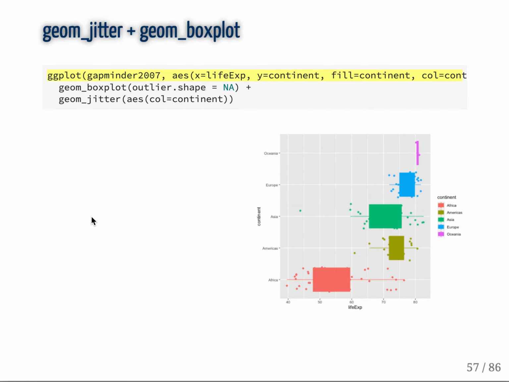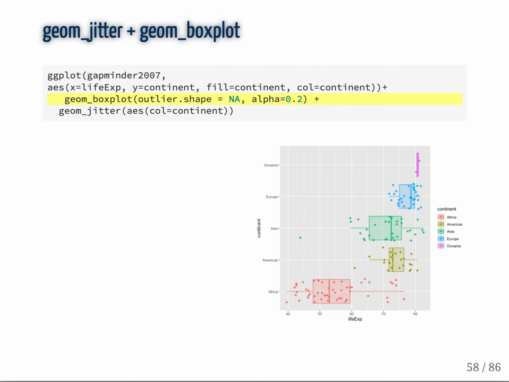Here I mapped continent to color. Here col equals continent. Now the outlines of the box plots are not black. They take the associated color of the continent. Here I add alpha transparency to see through the graph. Now you can clearly see the points inside the box plot.